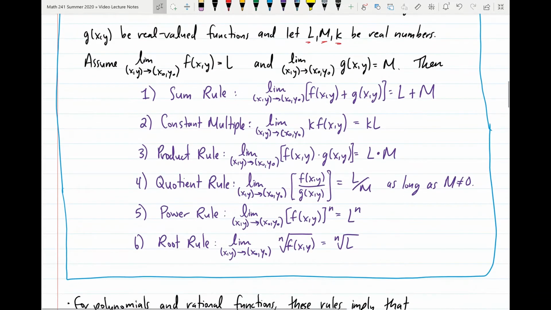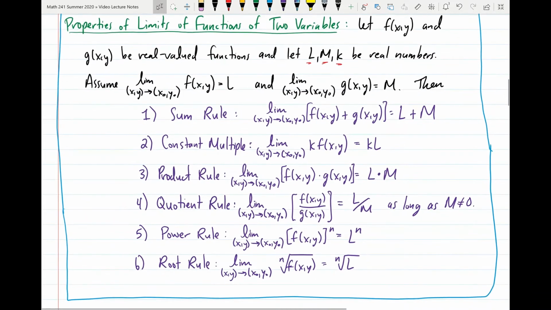So the first property is the sum rule, and all of these properties ultimately are just generalized from the same properties we had for single variable functions. But we're going to start out with the sum rule. So the sum rule says that if I take the limit of the sum of two functions, then that's going to be equal to the sum of the limits of each function.